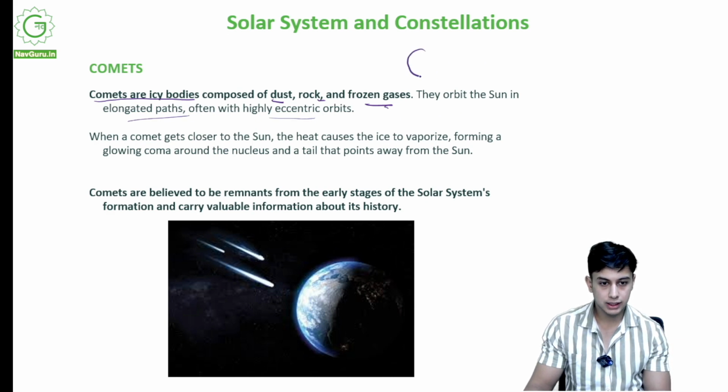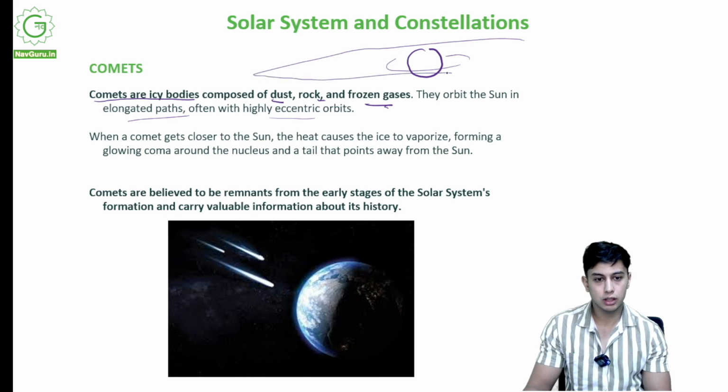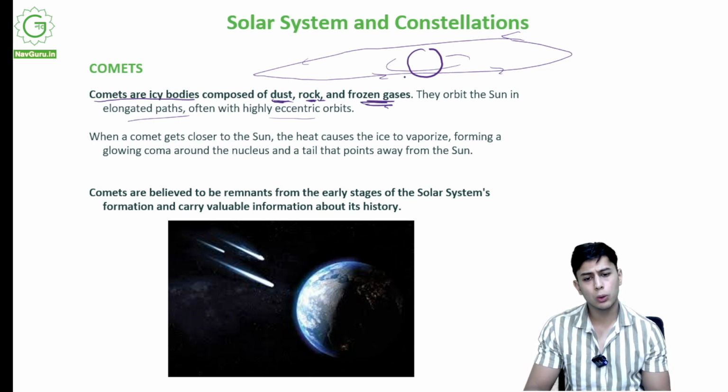So supposedly this is the sun. Normally a planet would go like this, but comets will go like this, a long elongation. This is how it will travel around the sun. Now these are composed of dust, rock and frozen gases. This is very cold.